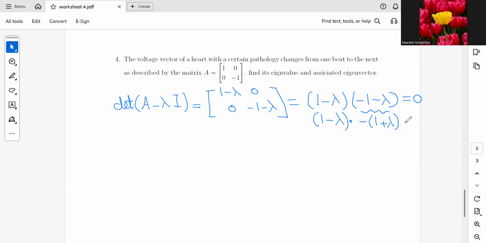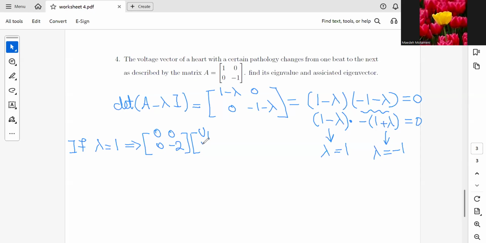So if we set them equal to 0, it can be either the first one be 0, so lambda would be 1, and or this part will be 0. It means that lambda is negative 1. So we have two eigenvalues. If we pick lambda as 1, the matrix would be 0, 0, 0, negative 2. Multiplied by v sub 1, v sub 2 equals to 0 and 0.